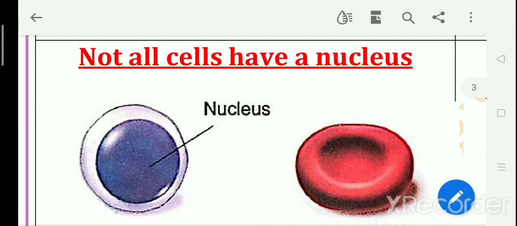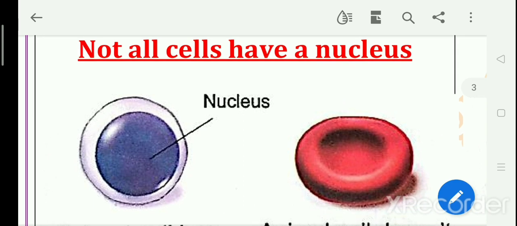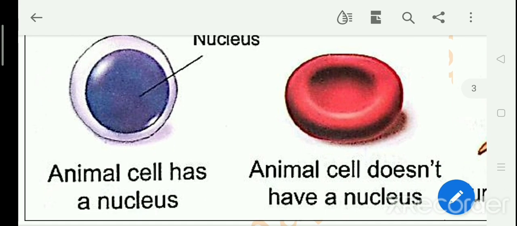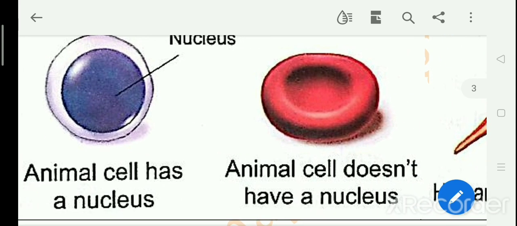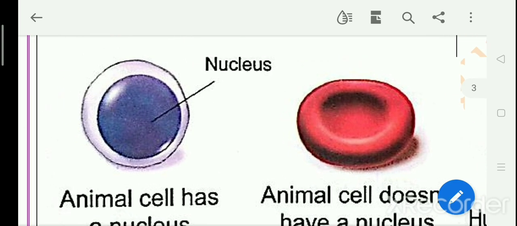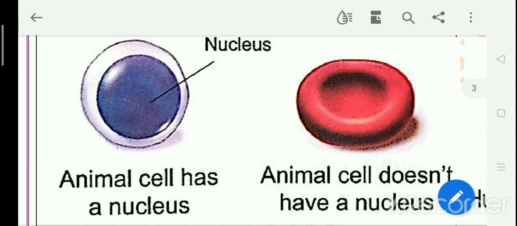Okay, next one. Not all cells have a nucleus. From the structure of the cell, the nucleus. Most cells have a nucleus, but not all cells have a nucleus. For example, this animal cell has a nucleus, and this other animal cell doesn't have a nucleus. We want to know an example of an animal cell that doesn't have a nucleus.